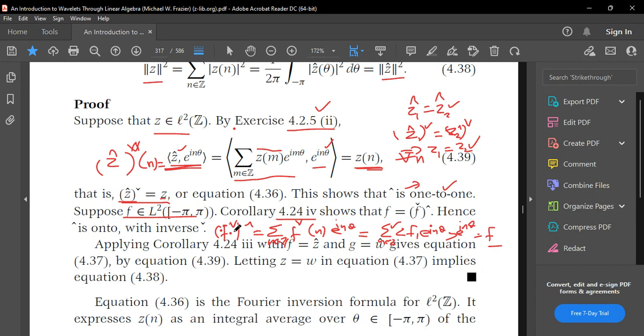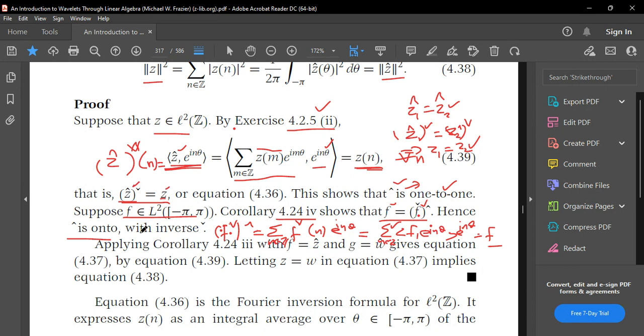So we have got f inverse cap is equal to f, that is, this cap is onto, because for every f belonging to the image space or codomain, we can find a pre-image f inverse belonging to the domain such that f inverse cap is equal to f. That is the definition of onto. So this cap is onto, and we have f inverse cap is equal to f, and z cap inverse is equal to z.